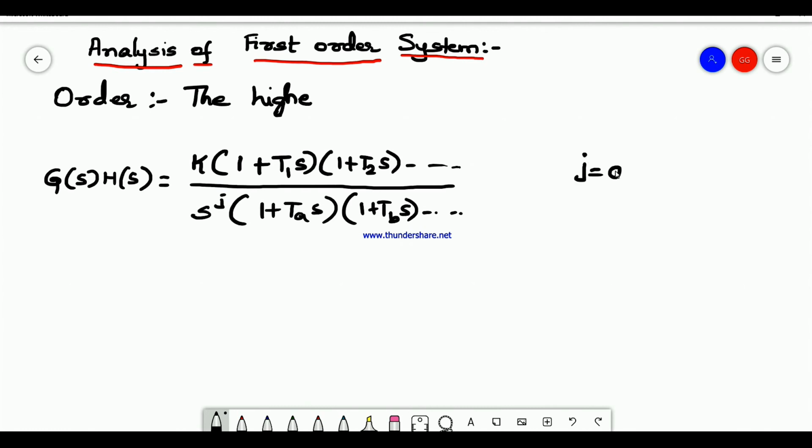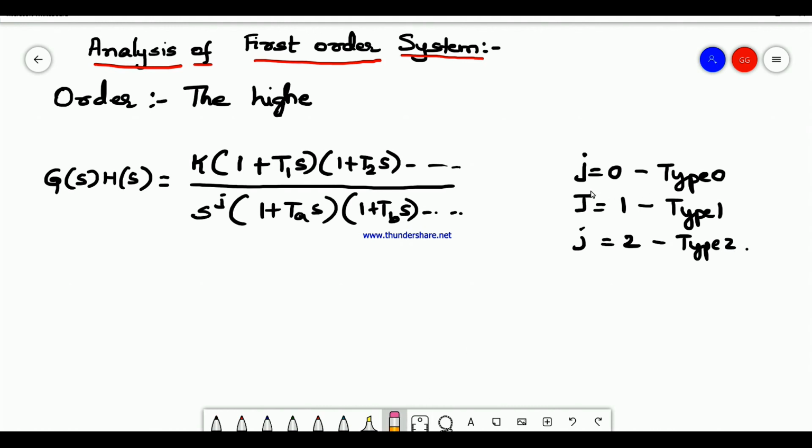When j was equal to 0, we said it is type 0. When j was equal to 1, we said it is type 1. When j was equal to 2, we said type 2 and so on. So it all depends on the value of j to say what type of system it is.